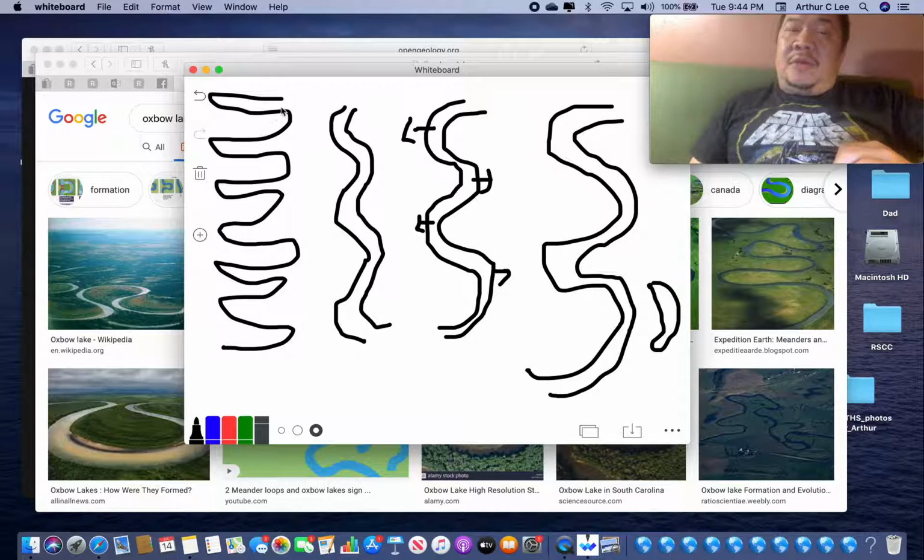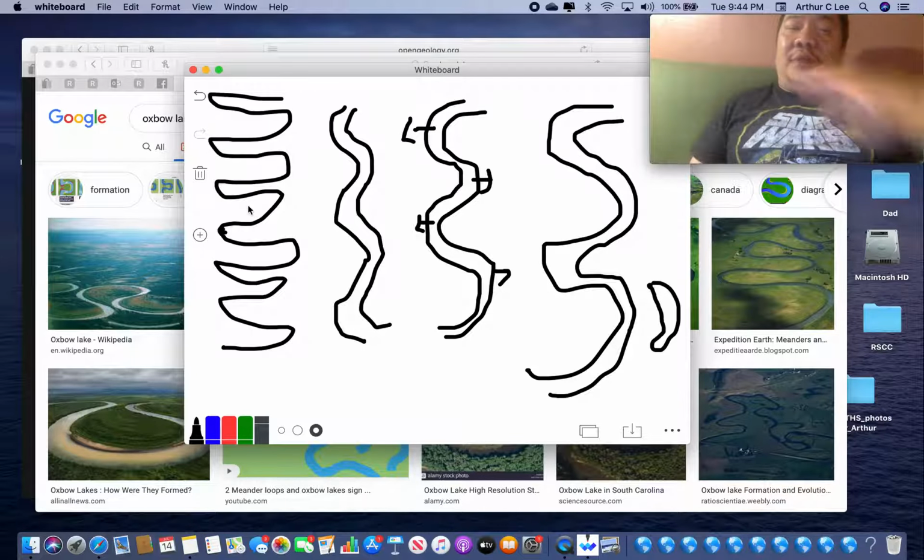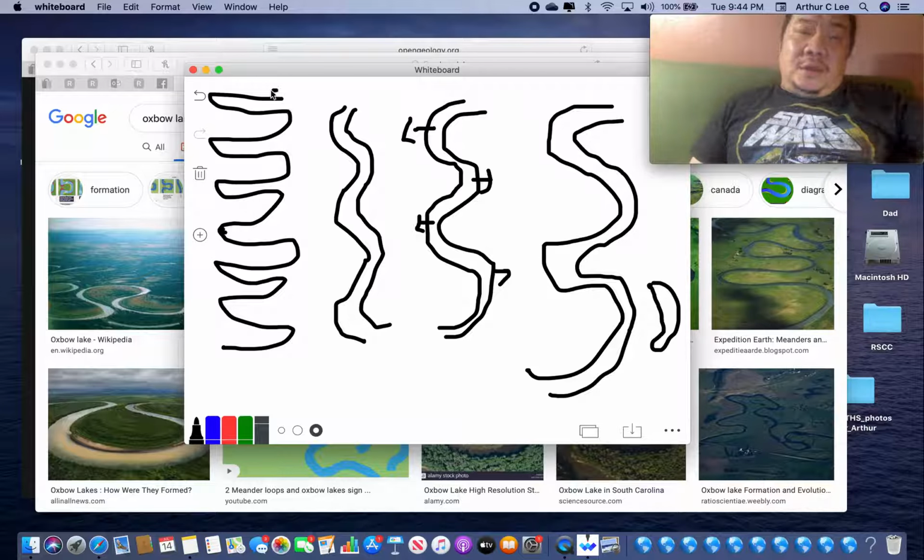Two, rivers try and do the least amount of work possible. So rivers don't... This is not the least amount of work to move this sediment downstream. This river has become too meandering. There must be a way to straighten rivers out. Let me show you how that happens.